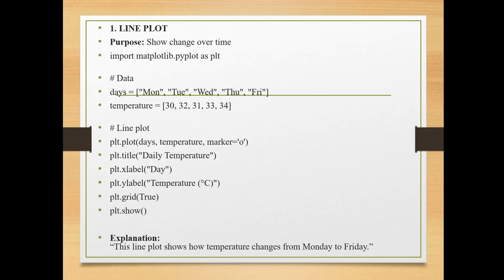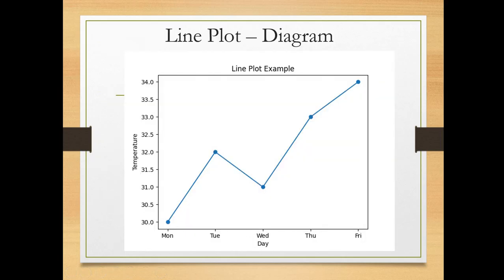In this example, we will show the daily temperature changes during a week. By observing the line, we can clearly understand how the temperature varies from day to day. The x-axis will be days and the y-axis will be temperature. We use the plt.plot method with the x-axis and y-axis values, marker as O, then the title, x label, y label, grid set to true, and then the plot will be shown. This is a line plot example, showing a clear time series plot.